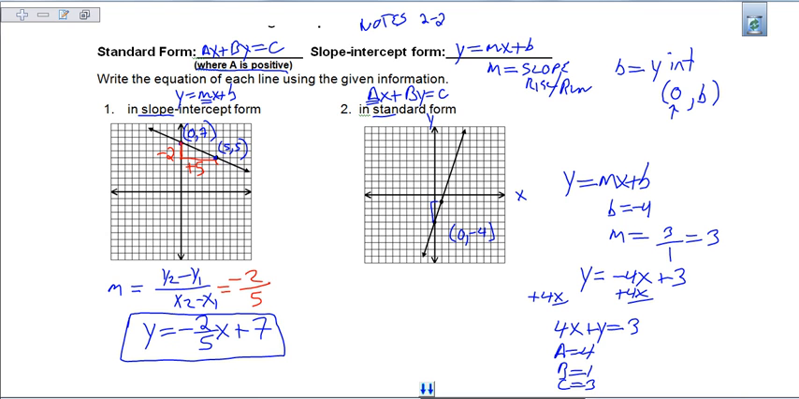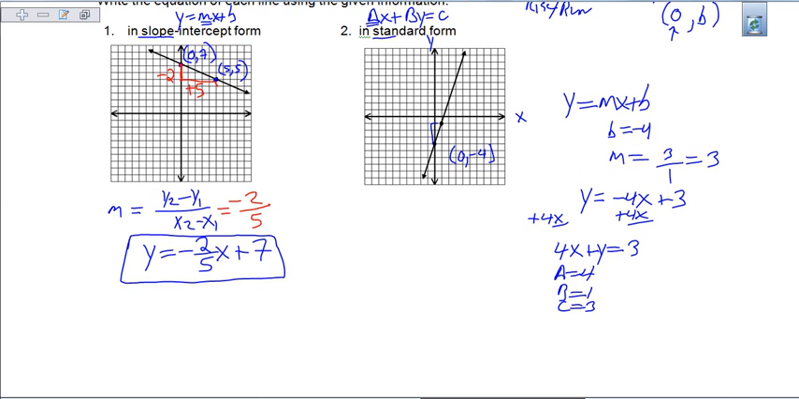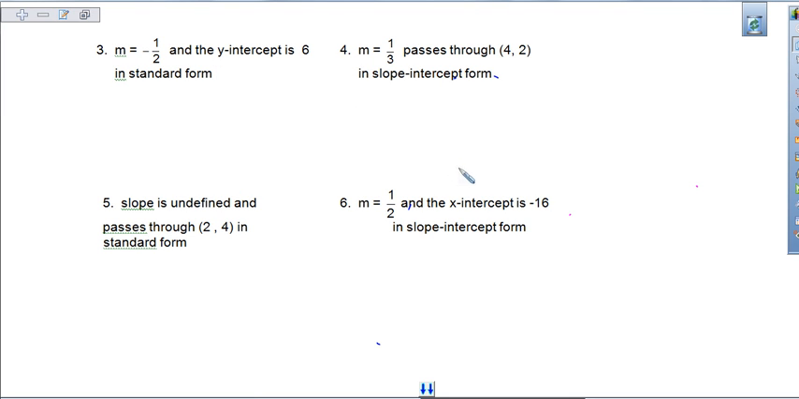Okay. Well, let's see what we have on the next page. We'll do a couple of these. Number 3.